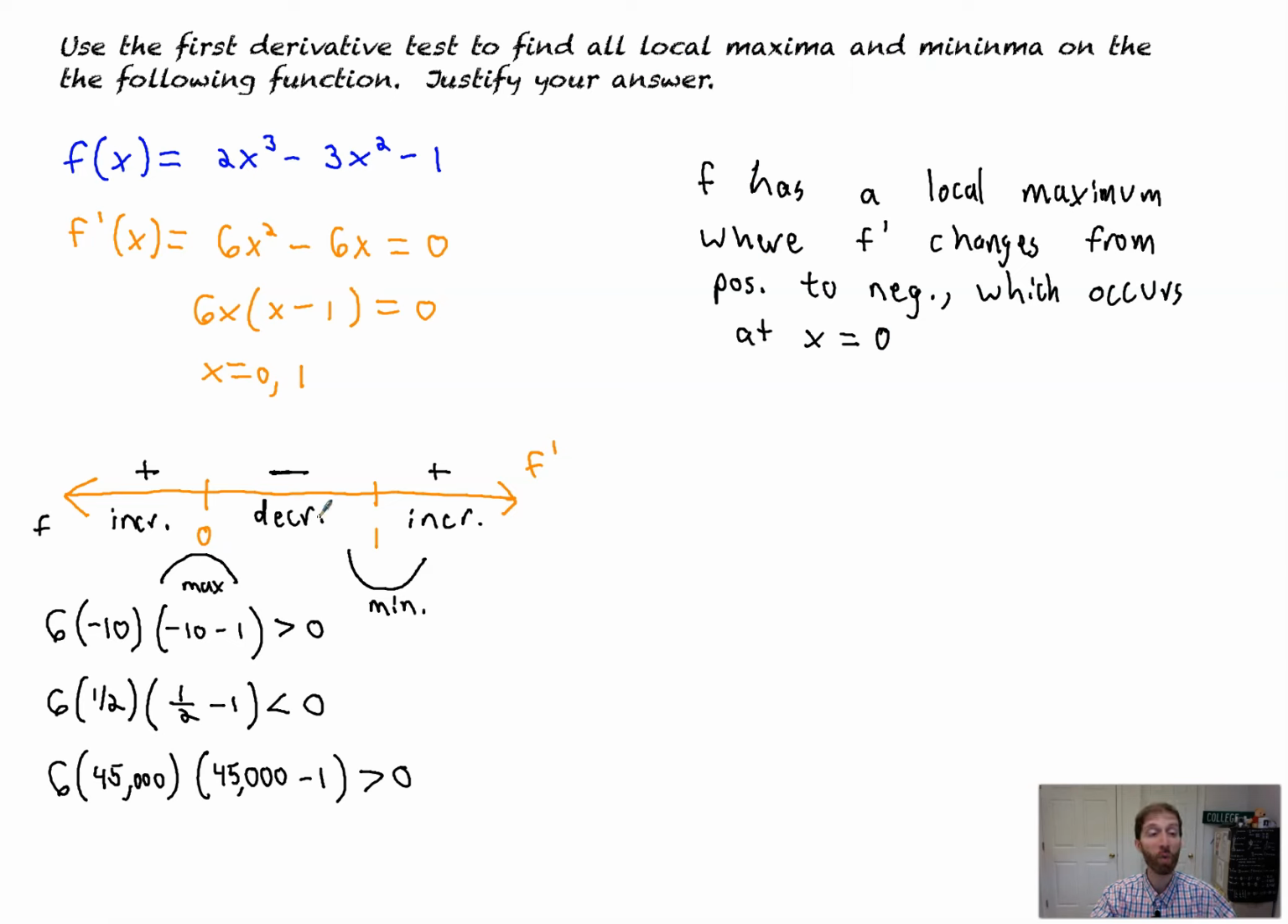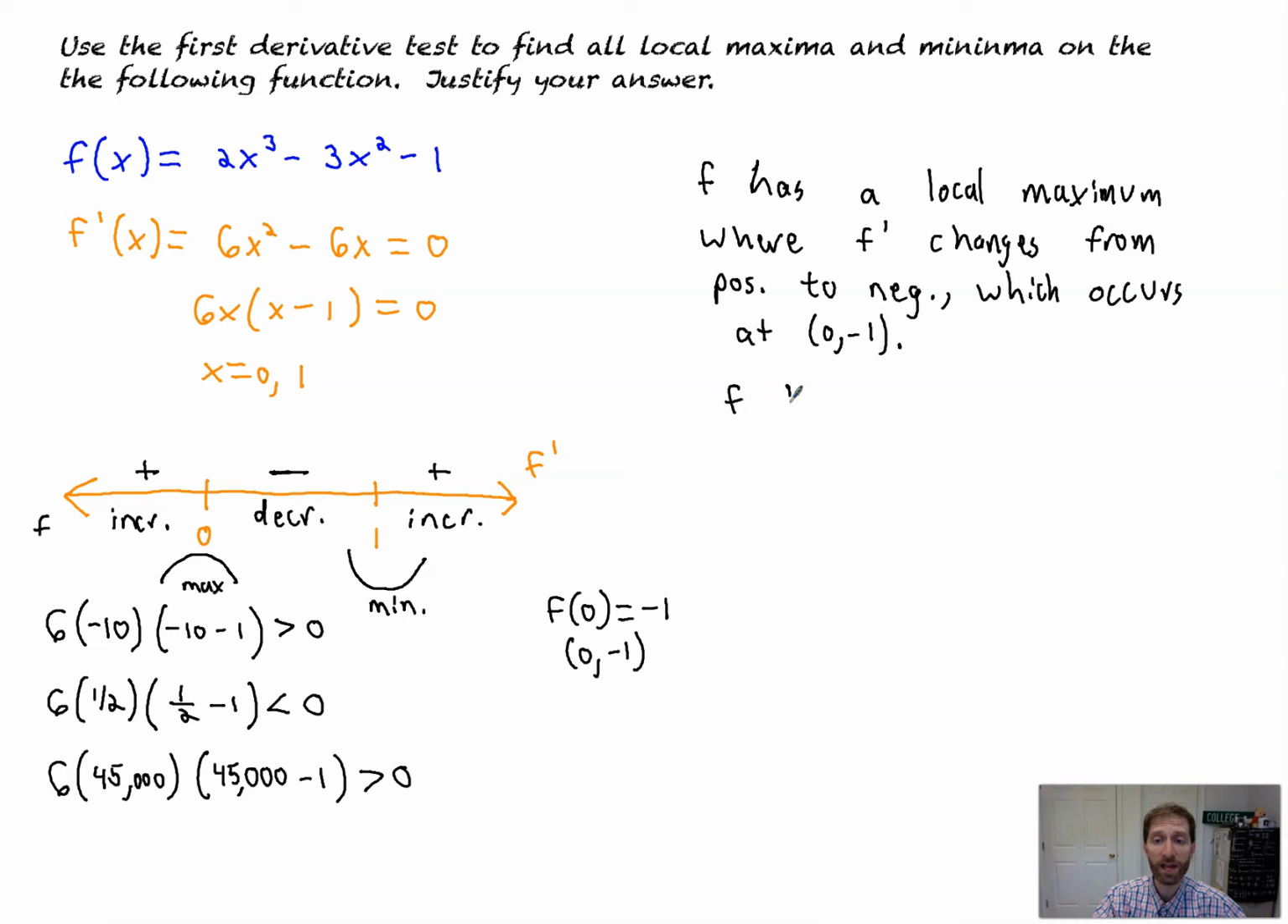Now, we were asked for the local maximum, right? So that means that we actually need the y value. So what I'm going to have to do is find f of 0. And f of 0, when I plug it in, that's going to be negative 1. That gives me the point 0, negative 1. So I should erase this and say that occurs at 0, negative 1. You're not asked for just the x value, you're asked for the maximum.